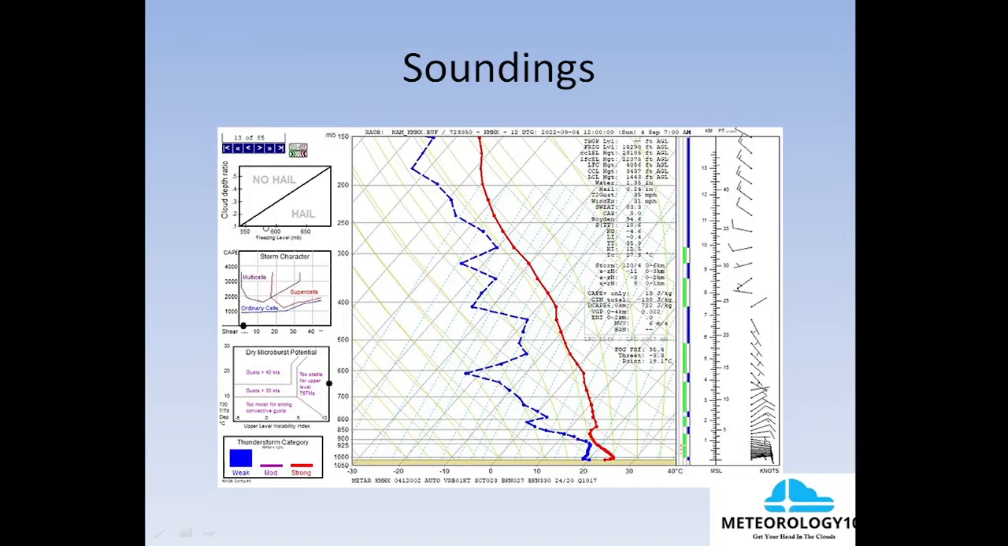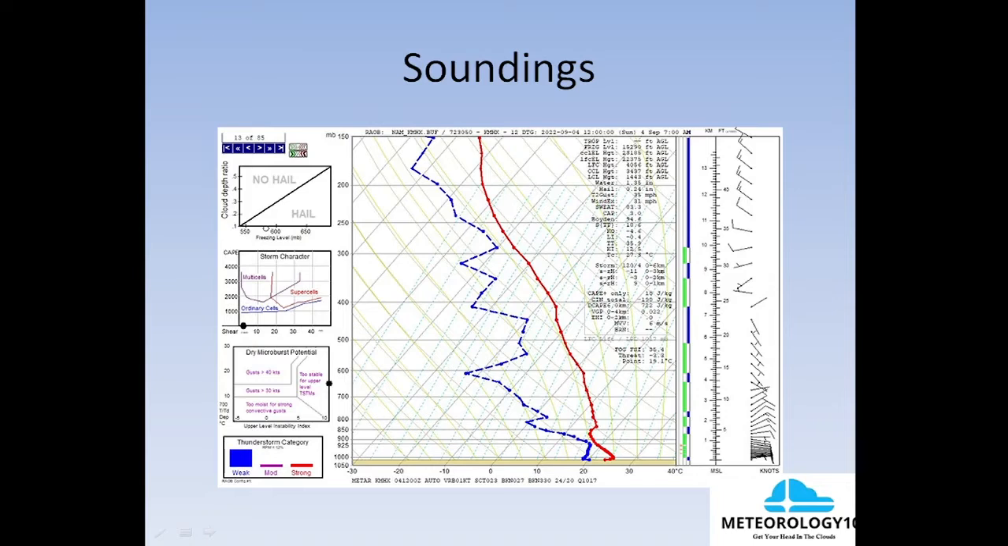So they let the balloon go, and the radiosonde sends back all the data. We used to plot these Skew-Ts, the Skew-T log P diagram, by hand. The computer does pretty much everything for you now.